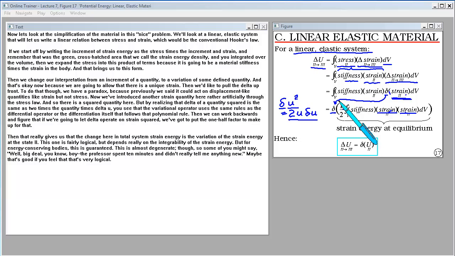Then that really gives us that the change here in total system strain energy is the variation of the strain energy at the state 2. This one is fairly logical, but depends really on the integrability of the strain energy. But for energy conserving bodies, this is guaranteed. This is almost degenerate though, so some of you might say, well, big deal, the professor worked 10 minutes and didn't really tell me anything new. So maybe that's good if you feel that that's very logical.